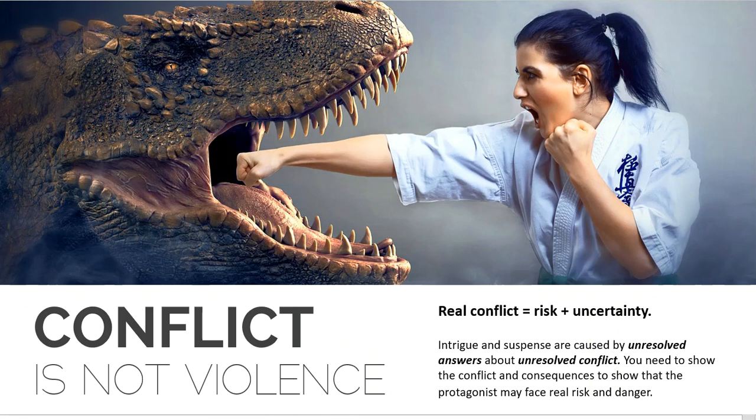And also, you could throw in a whole bunch of backstory or information that isn't going to matter to readers because they don't care about the characters yet. There isn't any risk or uncertainty yet, so there is no suspense or intrigue, because intrigue and suspense are caused by unresolved answers about unresolved conflict. And so this is not something you necessarily can do in the first few chapters. You don't want to be giving out too much information. We'll talk more about that in a minute.